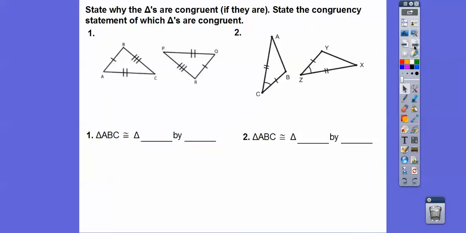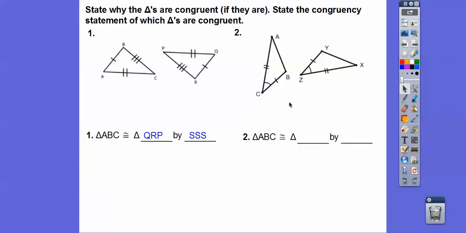Okay? All right, so here, state why the triangles are congruent if they are, and state the congruency statement of which triangles are congruent. This one's pretty easy to see, side, side, side. So ABC, you've got to follow the markings, you guys. We went from A, B, C, so we went from 1 dash to 3 dashes, so QRP, okay? So side, side, side, and then QRP.